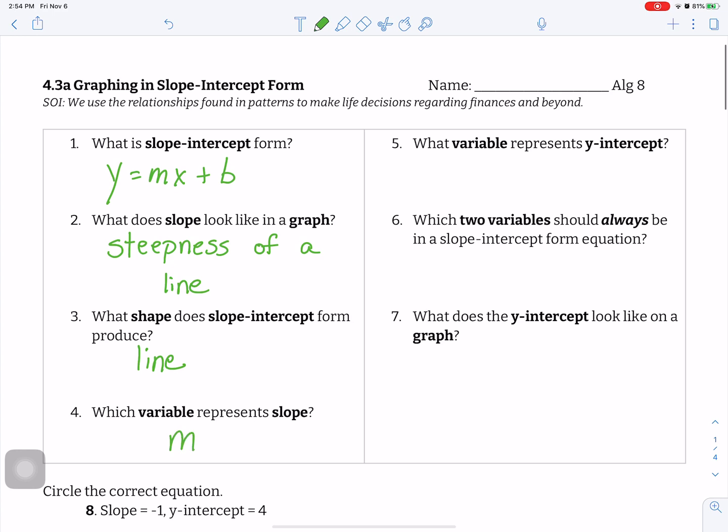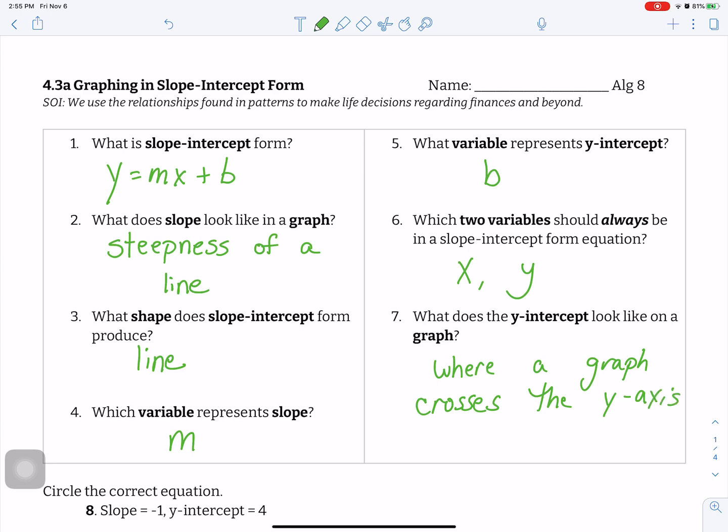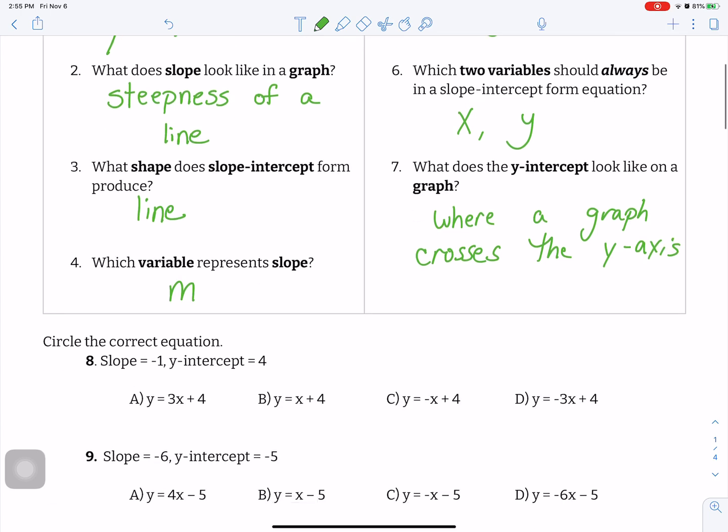M is representative of our slope, and b would be our y-intercept. Whenever we're writing an equation, x and y need to always be in the equation. And the y-intercept is where a graph crosses the y-axis. And we will use that on the second video. I'm going to make this into 2 videos just to keep them a little shorter.